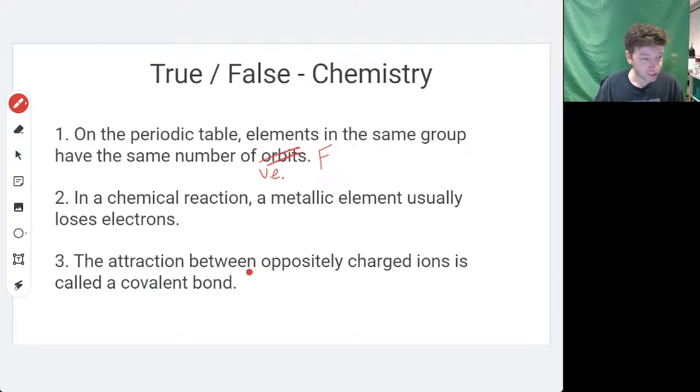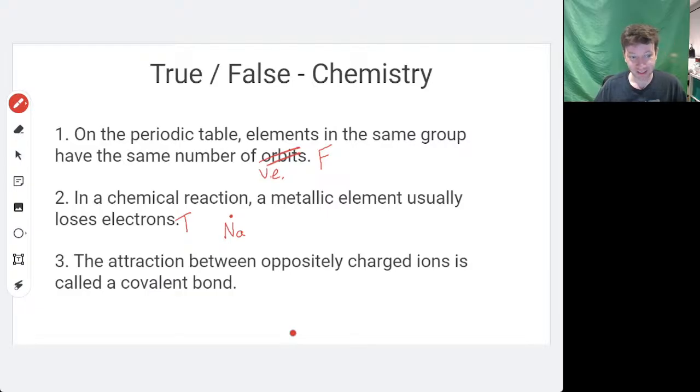All right, question two. In a chemical reaction, a metallic element usually loses electrons. Okay, let's take a look. Take an example like sodium. Sodium has only one valence electron. So is it easier to lose one or gain seven? Yeah, it's going to lose it. So yes, we have a true and false that's true. Okay, that is true.